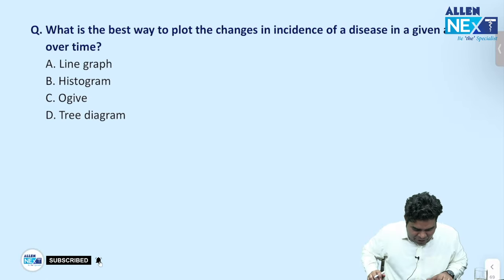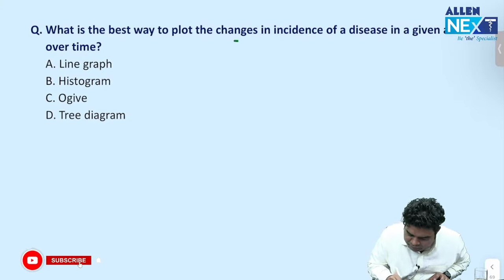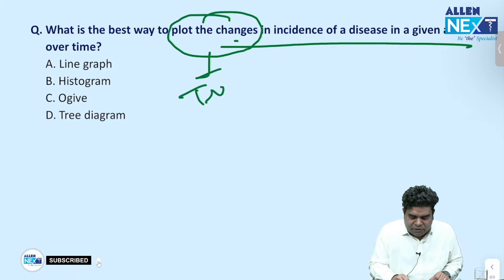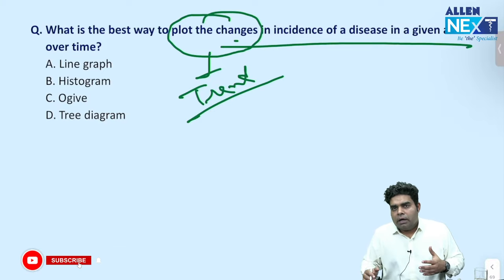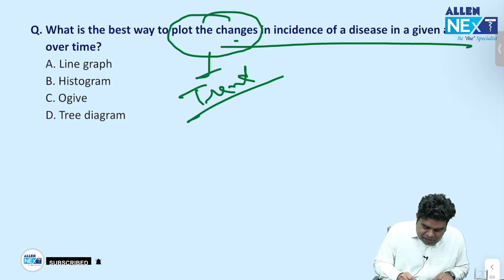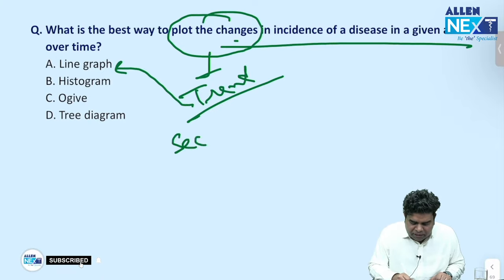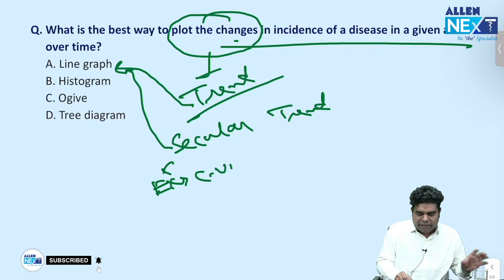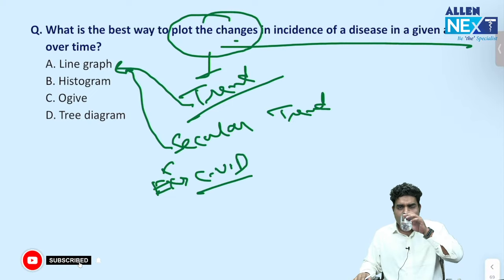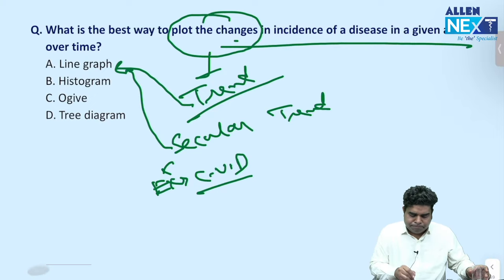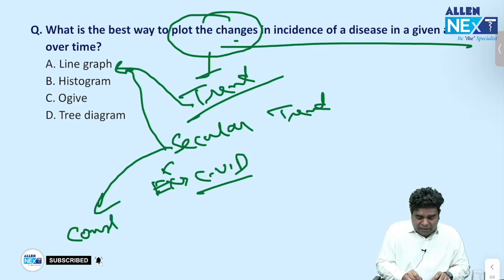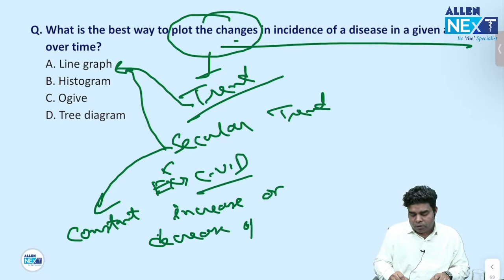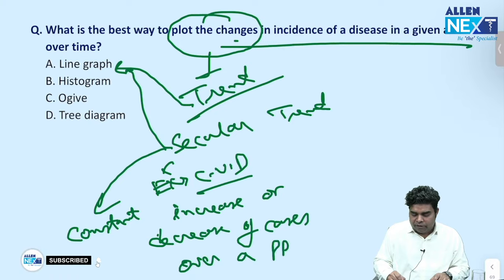Very good. Now, what is the best way to plot the change in incidence of a disease in a given area? Plot the change means trend. Trend of any share, trend of cryptocurrency. And trend is best represented by a line diagram. There was a separate question from it. What is the best way to represent secular trend? Again, the answer will be line diagram. And what is an example of secular trend? Cardiovascular disease, hypertension, diabetes. They are all examples of secular trend. What do you mean by secular trend? Secular trend means constant increase or decrease in cases over a long, prolonged period of time.